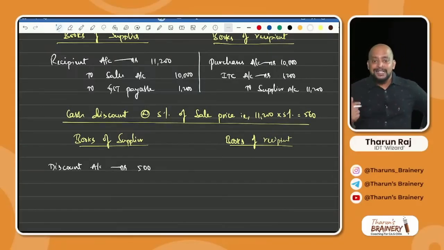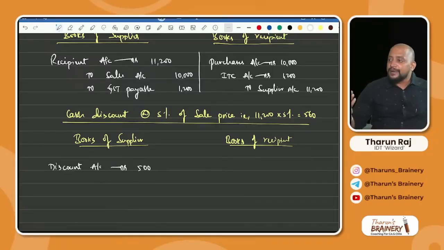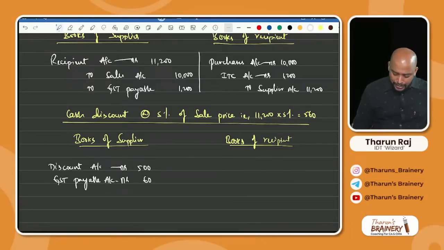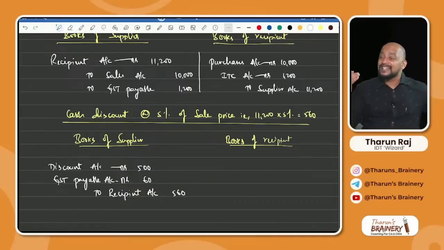Liability shows what balance? Credit balance. When you make a debit, it will be reduced, correct? So GST payable account debit 60, because when we give a credit note, our liability gets reduced. To recipient account 560. As the recipient account is credited, that's why the document is called a credit note. Who will be giving the credit note to whom? The supplier will be giving the credit note to the recipient.